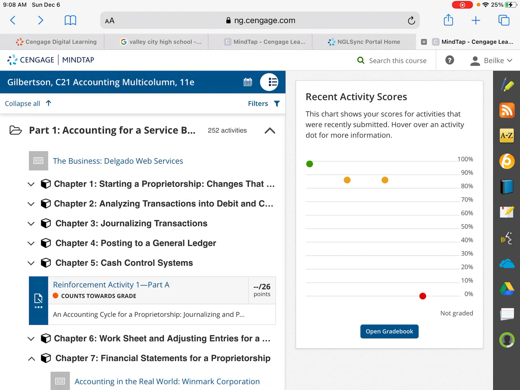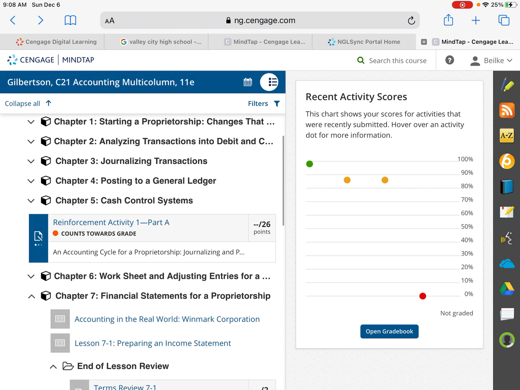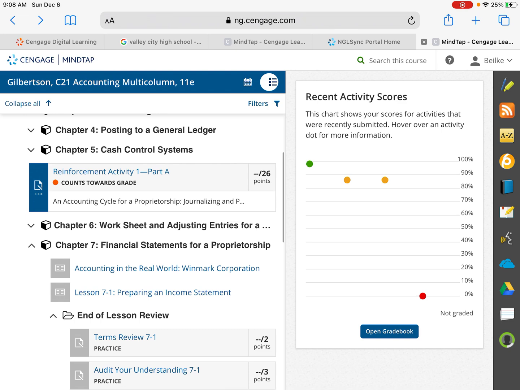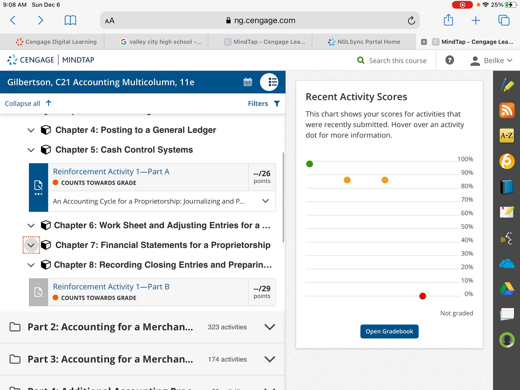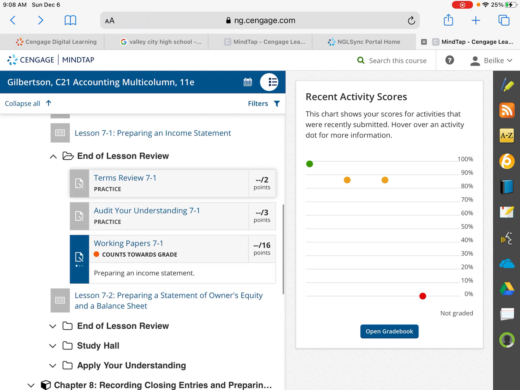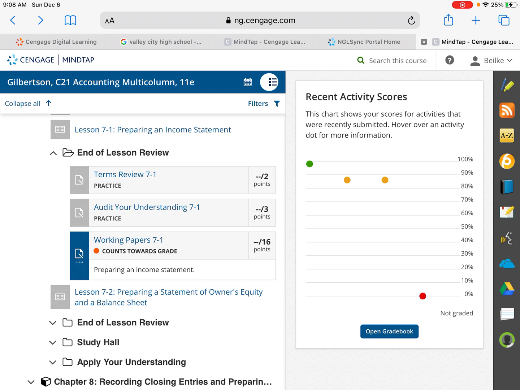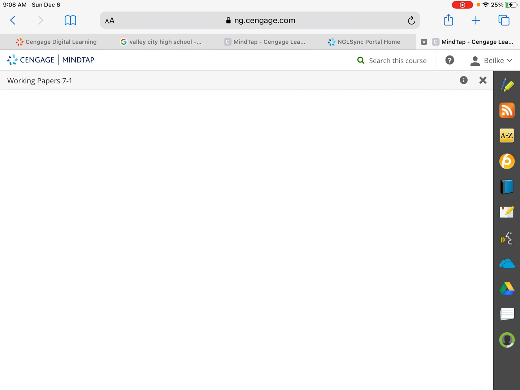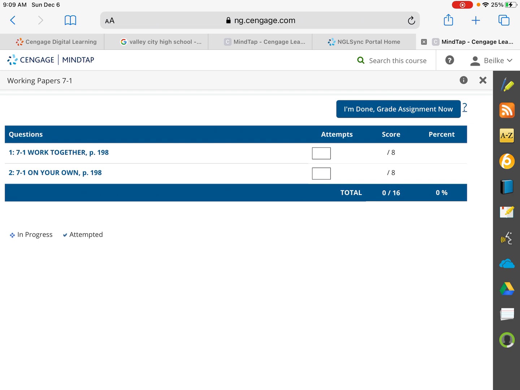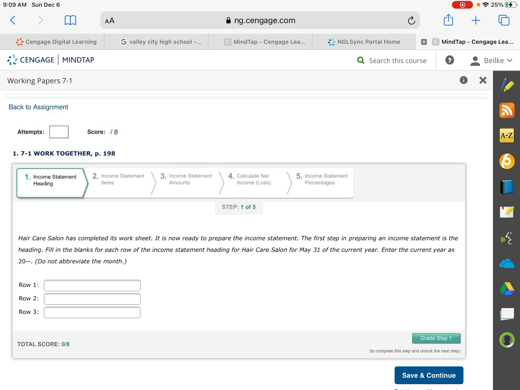Okay, moving on to our work together problem. Let's go to our online workbook and log in. We are now on chapter 7. So we'll open up chapter 7, lesson 1. So it's lesson 7-1. We'll open up the end of lesson review, open up our working papers, and go to 7-1, work together. On this problem, it says Hair Care Salon has completed its worksheet.